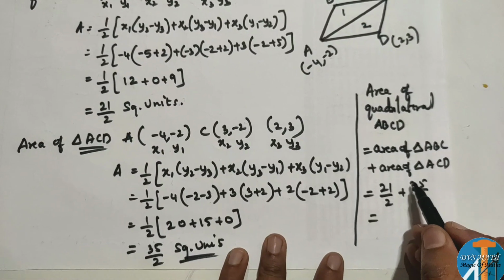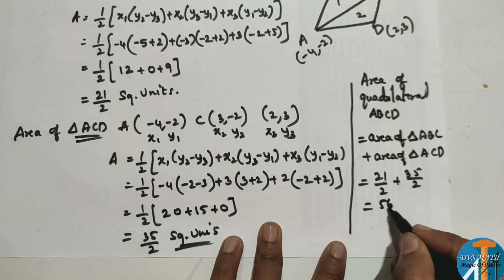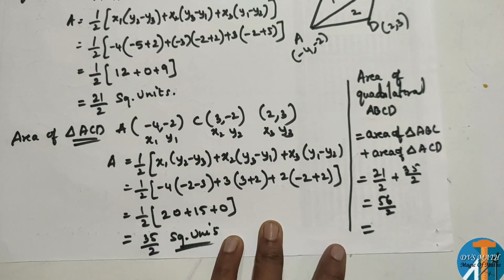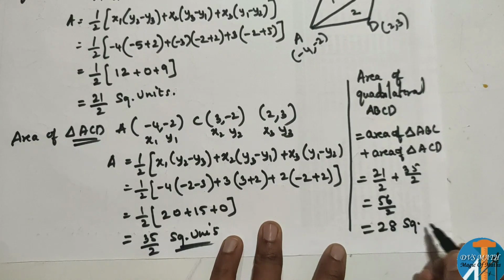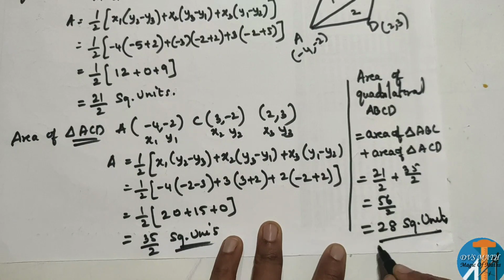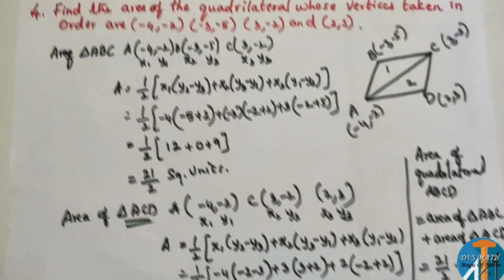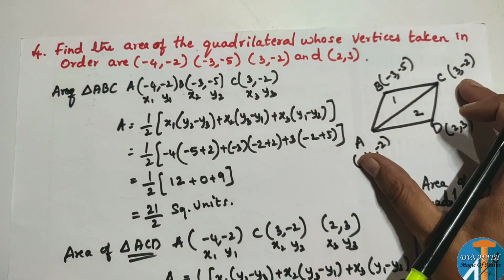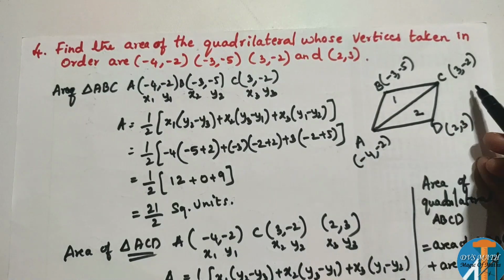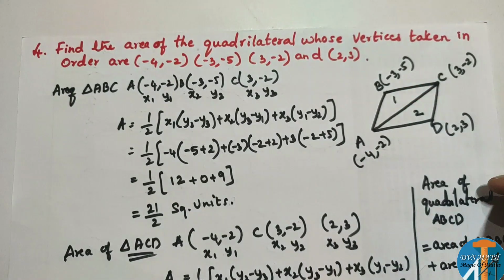If bases are same, you can add. So it is 56 by 2. So finally, how much you got? 56 by 2 means it is 28 square units. 28 square units. It is very simple. So what you have to do? If they give the quadrilateral 4 vertices, join the diagonal. It splits into 2 triangles.